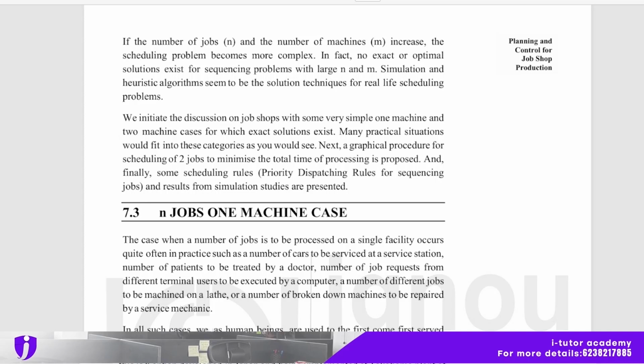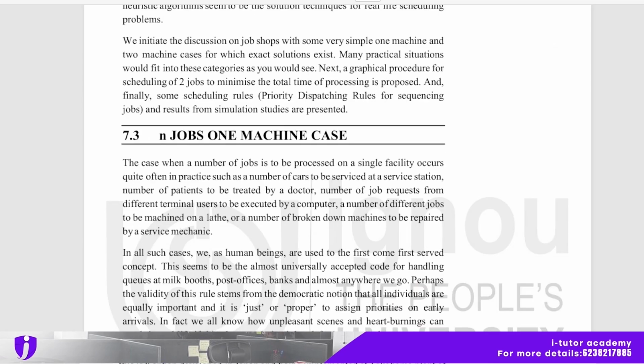And we initiate the discussion on job shop with some very simple one machine and two machine cases for which exact solution exists, and many practical situations would fit into these categories, as you would see. And next, a graphical procedure for scheduling of two jobs to minimize the total time of processing is proposed. And finally, some scheduling rules, that is priority dispatching rules for sequencing jobs, and results from simulation studies are presented.